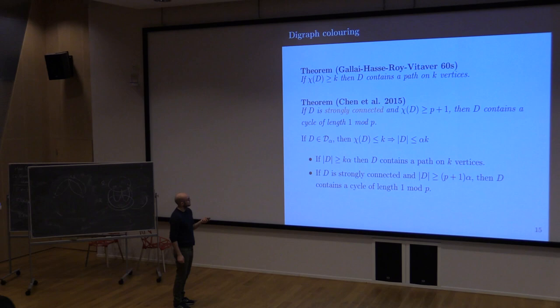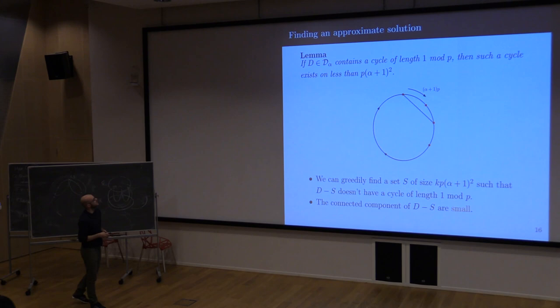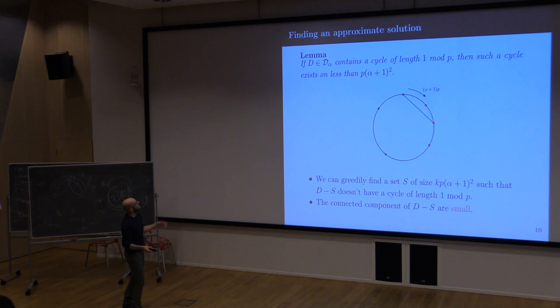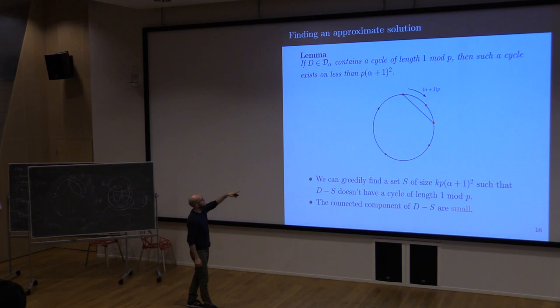OK. So the first lemma here is that if D belongs to D alpha and contains a cycle of length 1 mod p, then such a cycle exists with fewer than (p alpha plus 1) squared vertices. So if there is a cycle of length 1 mod p, there is a short one. And the proof is quite easy. You take your cycle, and then you look at the set of vertices at distance (alpha plus 1) p on this cycle.